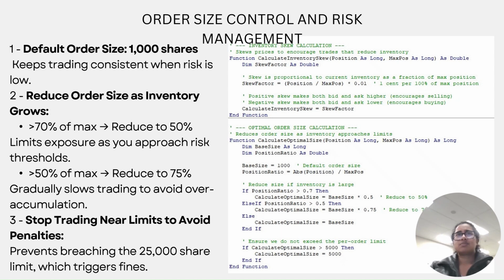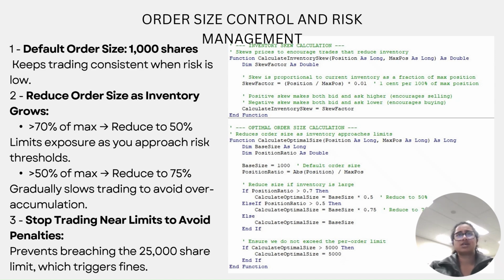Here are a few of the other helper functions that we use, like order size control and the risk management. There are various fixed rules that we were given in this case around the order size. Here we can see that our base order size was 1,000 shares. We reduced this order size in a two-step process.